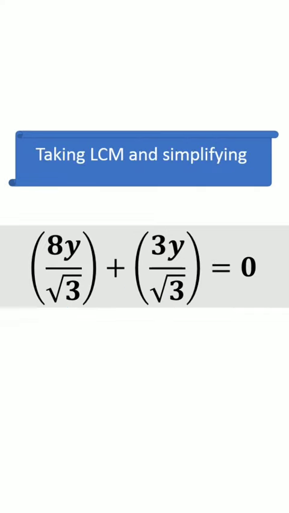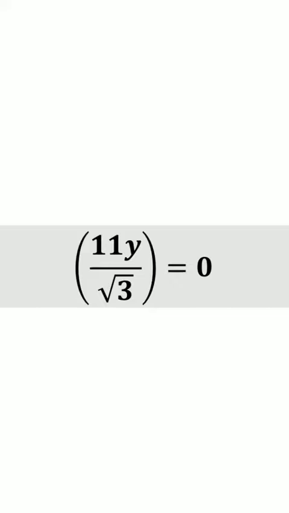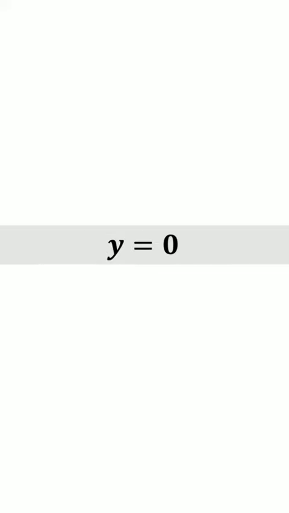So 8y by root 3 plus 3y by root 3 is equal to 0. 8 plus 3, 11, y by root 3 is equal to 0, so y is equal to 0.